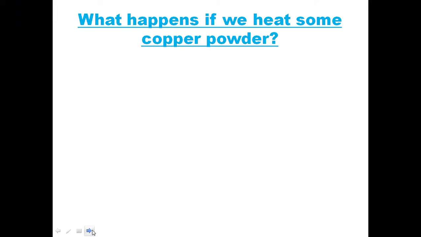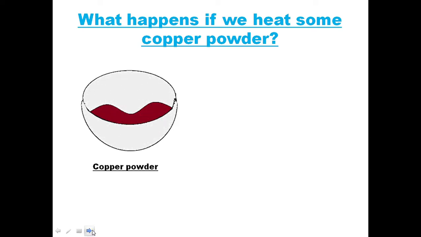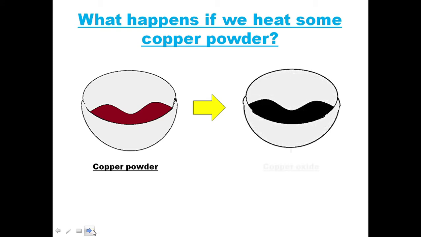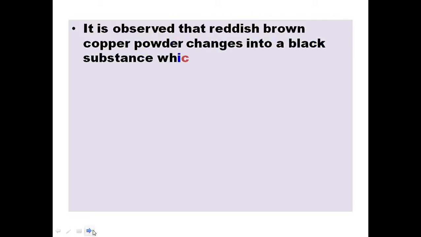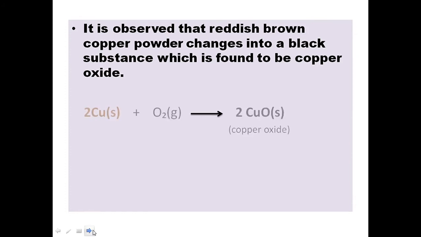So guys, what happens if we heat some copper powder? It is reddish brown in color, and when we try to heat it, it turns black, which is copper oxide here. Let's see more to understand better. So we observe that a reddish brown copper powder changes into a black substance, which is nothing but copper oxide. If we see the equation here, we see that copper has combined with oxygen to form copper oxide.